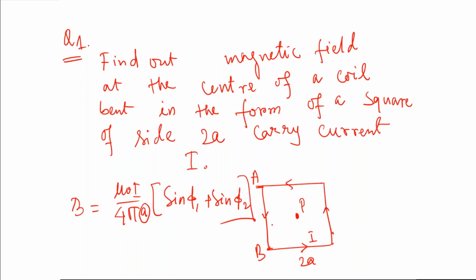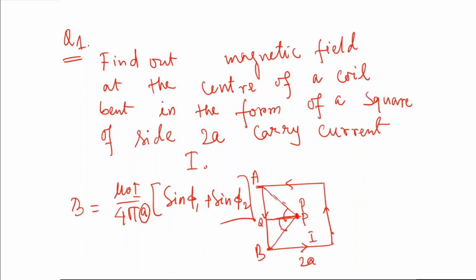I need to know this distance. Suppose this is Q and P. QP, and what is this angle and what is this angle. So these two angles you have to find out. And what is this QP length? It is at the center, so the side is 2A in length, so QP will be simply A.